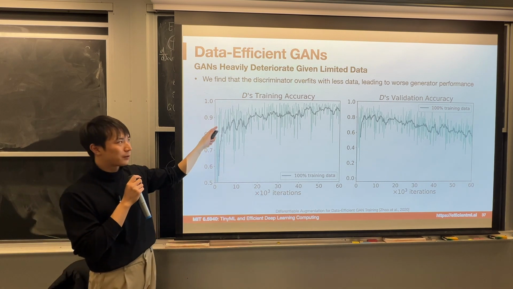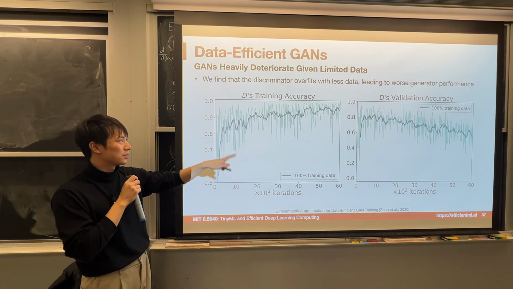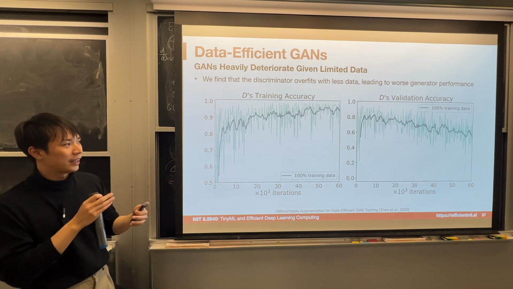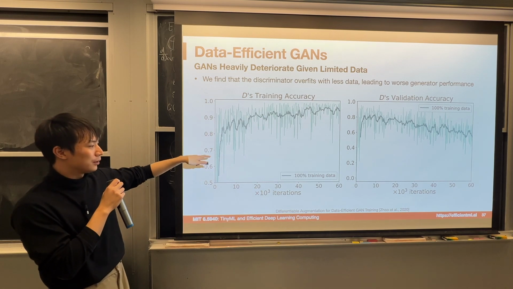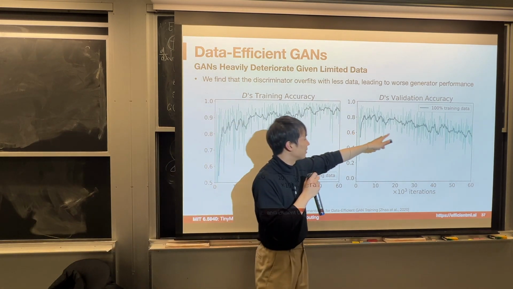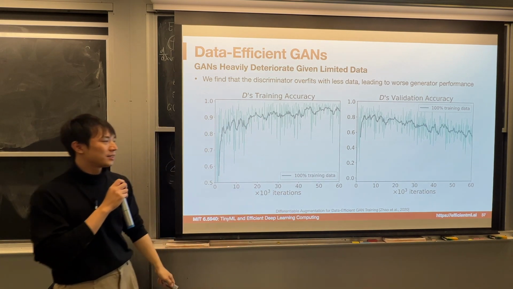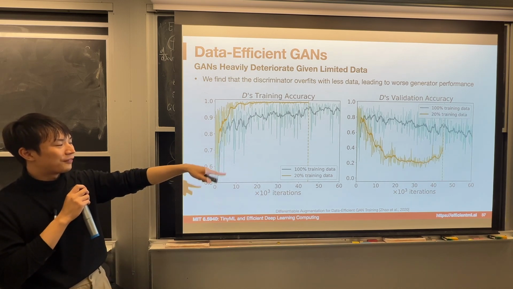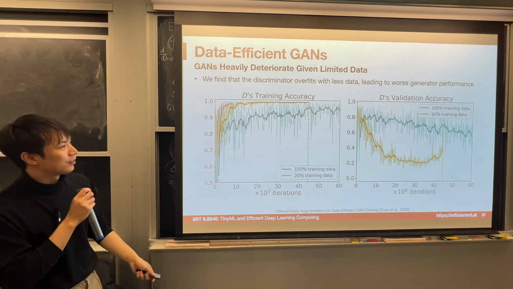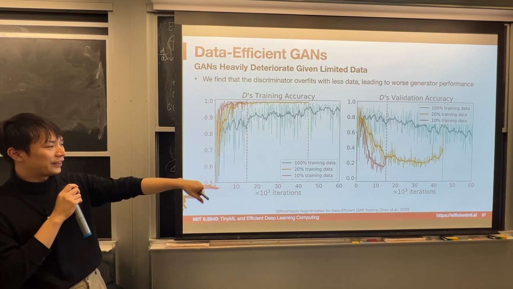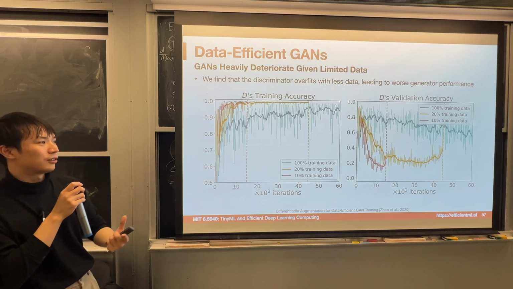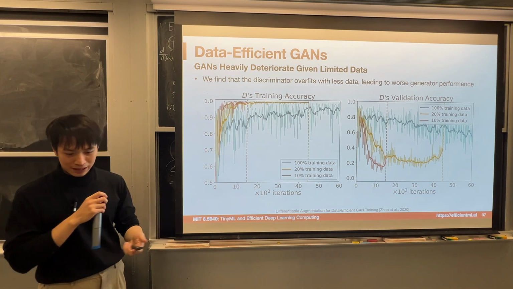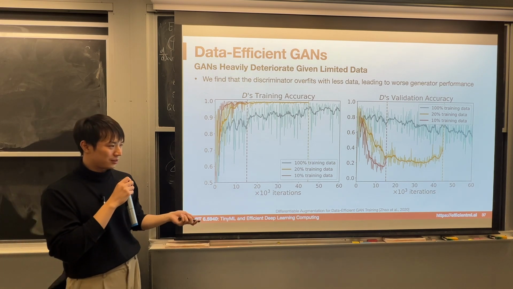Here we are plotting the discriminator's accuracy during training and validation. As a recap, the discriminator is trying to tell whether the image you feed in is real or fake. This is with 100% of the data used for training, and we already observe a little bit of overfitting on the validation set. If you only use 20% of the data for training, the overfitting on the validation side is much worse, and if you further reduce it to 10%, it's even worse. Because the discriminator is overfitting, it doesn't provide an effective signal to train the generator. In that case, we cannot get a good generator model for image synthesis.